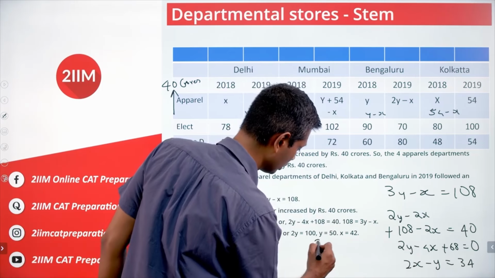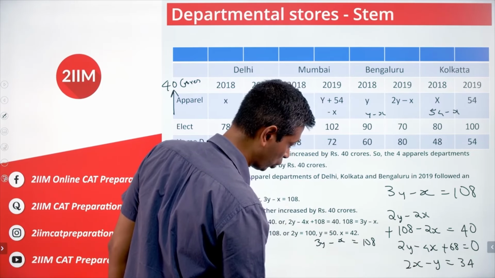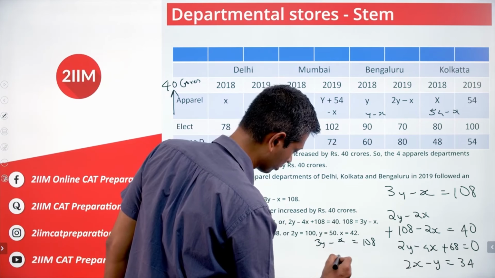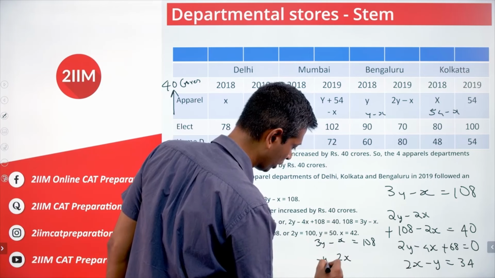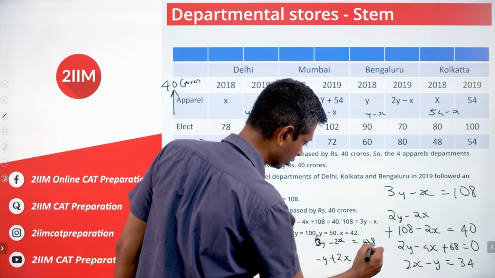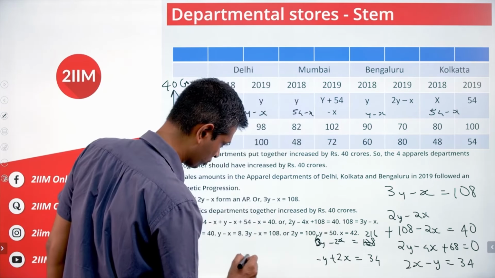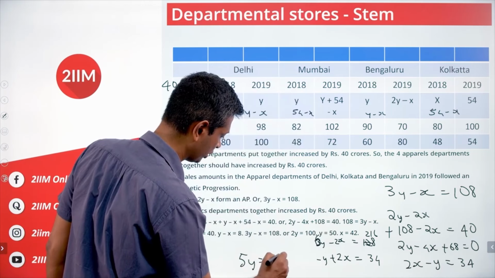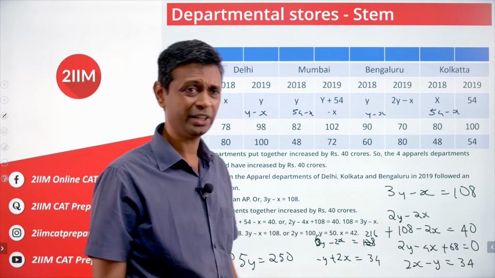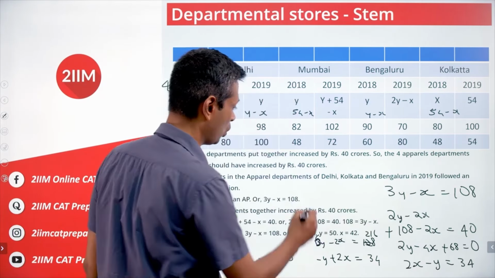So we solve this. 3y minus x is 108. 2x minus y equals 34. Double this: 6y minus 2x is 216. Add these two. 6y minus y is 5y. 5y is 250, or y is 50. Y is 50. 3y minus x is 108. We can find x.